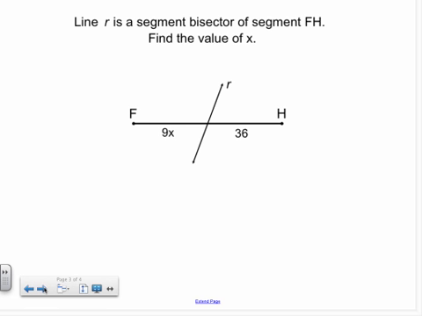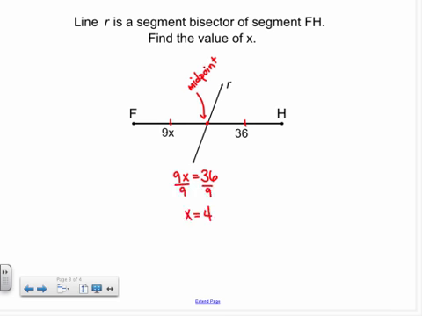In this problem, we're told that line R is a segment bisector of segment FH, and then we're asked to find the value of x. So if R is a segment bisector, that means that the two segments on either side of the intersection both have to be congruent, and that intersection point would be our midpoint. Since we know that those are congruent, we can set their lengths equal to each other, so we'll have 9x equals 36. Dividing both sides by 9 leaves us with x equals 4.